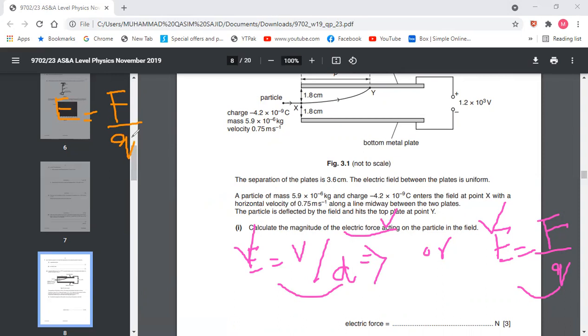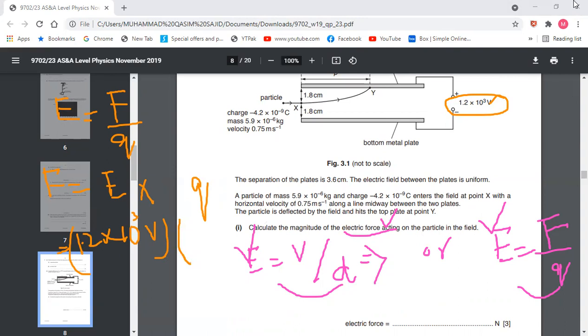So how to find? We have to find the value of F. So F equals E into Q. The E is the electric field, that is 1.2 into 10 raised to power 3 volt. And what will be the charge? The charge is minus 4.2 into 10 raised to power minus 9.